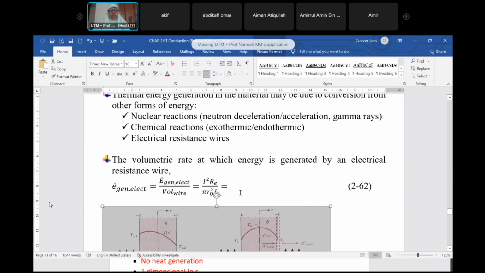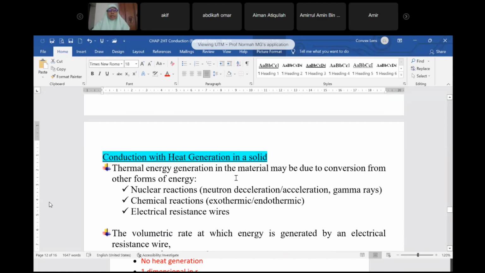Look at this. Conduction with heat generation in a solid. Let's look at how heat is being generated. Just now we looked at how the conduction diffusion equation, the heat diffusion equation, is solved. Let's look at part 2.